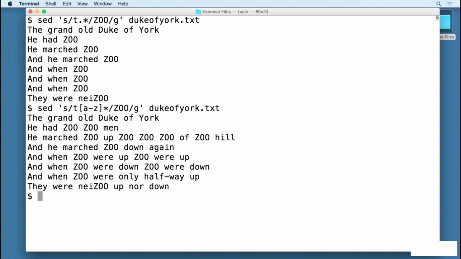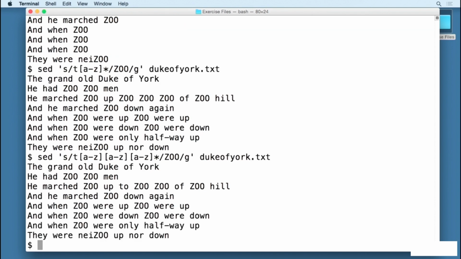modifier. Now contrast that with replace t[a-z][a-z][a-z]* with zoo globally. What we're looking for now is a lowercase t followed by a lowercase letter, another lowercase letter, and then 0 or more lowercase letters. In other words, any string beginning with a lowercase t and consisting of at least 3 letters or more, and replaces that with the uppercase word zoo. In this case, in line 3, it replaces them, the, top, and the, but not to, to. That to contains only 2 letters. The pattern is looking for 3 letters or more.